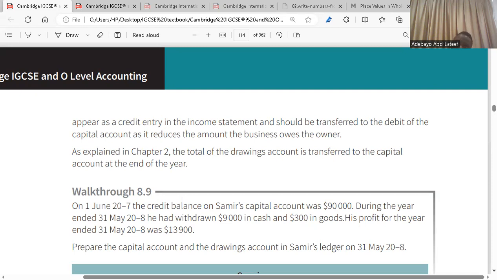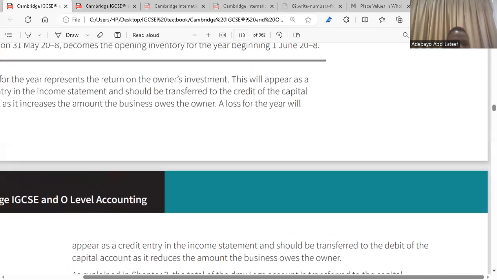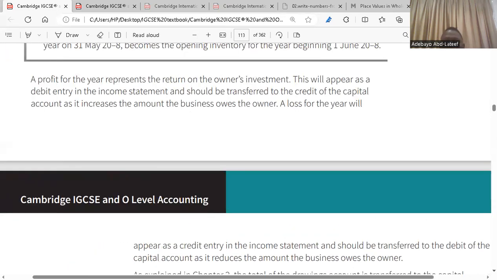Do you get what I'm saying here? If you make a profit, look at the last sentence before we go. They said a profit for the year represents the return on the owner's investment. This will appear as a credit entry in the income statement and should be transferred to the credit of the capital account.